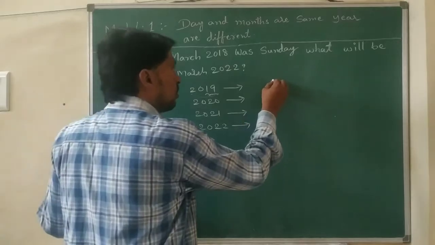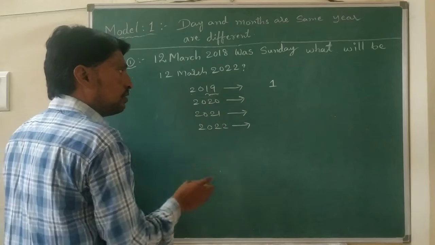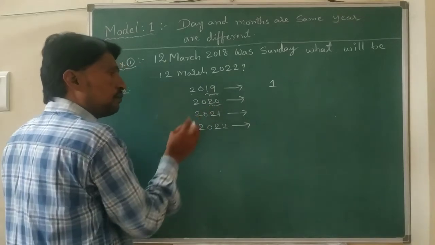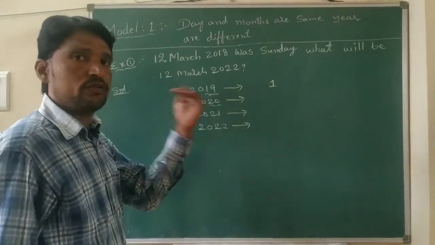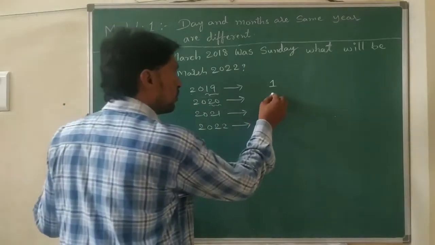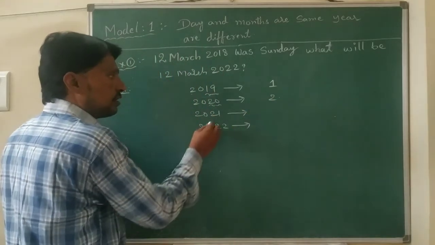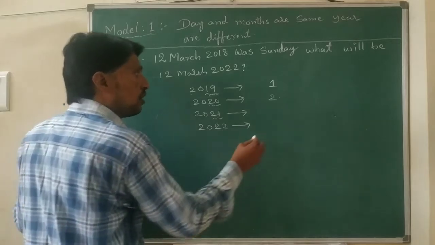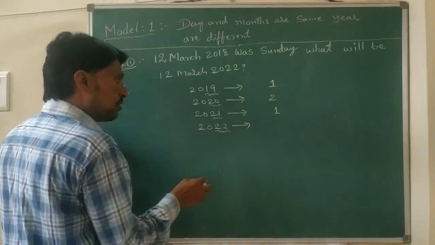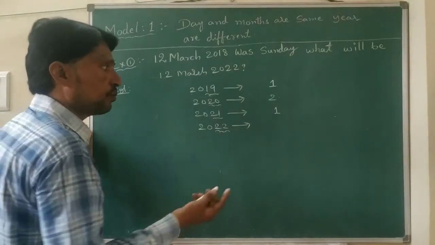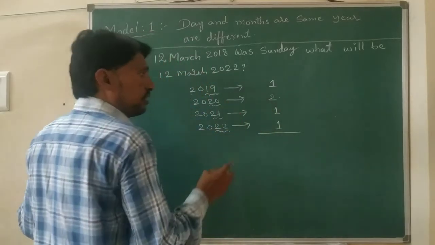For a non-leap year, the odd days will be 1. 2020: you can check by 4, it is divisible, which means it is a leap year. For a leap year, the number of odd days is 2. 2021 is not divisible by 4, so the number of odd days will be 1. 2022: the last 2 digits are 22, which is not divisible by 4, so it is also a non-leap year, and we get odd days 1.